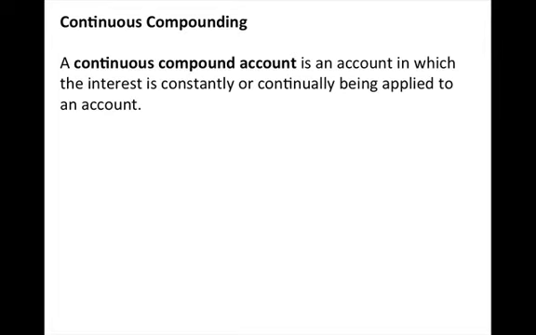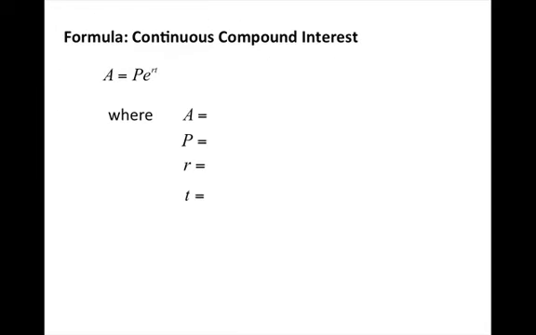Well, another type of compounding is continuous compounding. A continuous compound account is an account in which the interest is constantly or continually being applied to an account. With continuous interest accounts, we do use a different formula. This formula is A equals P times e raised to the RT power.